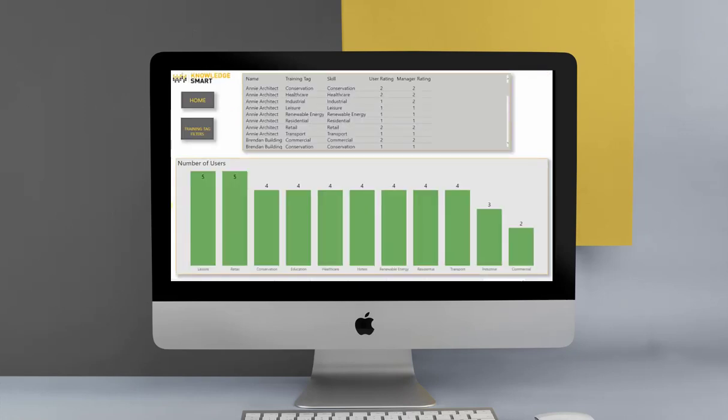The resulting chart on page 16 is selectable by individual bar. To find out who has ratings included in each sector, simply select the bar and the table above responds.